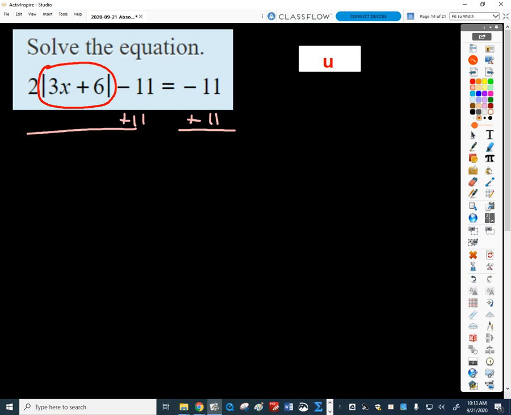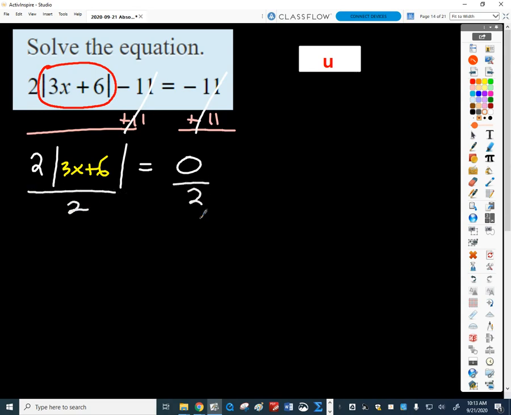So when we add 11 to both sides, look what happens here. I end up with 2 times the absolute value is equal to 0, right? So if you divide by 2, what's 0 divided by 2? 0. Okay. So I'm not getting two equations out of this, am I? This is an instance where 0 is neither positive nor negative, right? And so I'm only getting a single solution out.